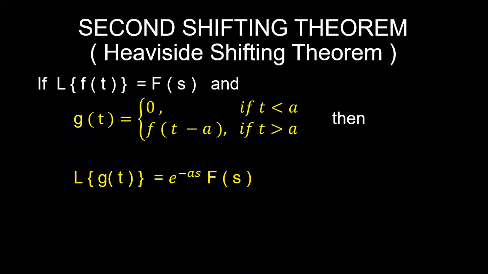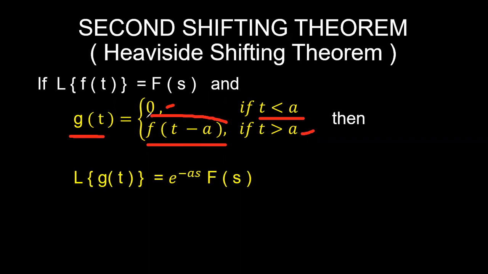Right. So now we will go for the second shifting theorem, that is Heaviside shifting theorem. The other name for the second shifting theorem is nothing but the Heaviside shifting theorem. So what is this Heaviside shifting theorem? If Laplace transform of f of t is equal to f of s, and g of t is equal to 0 for t less than a, and for t greater than a, the function can be represented as f of t minus a. So g of t can be of this form.